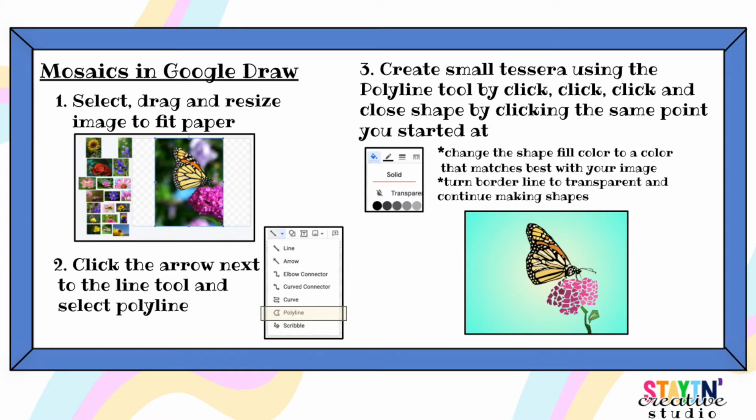You're going to click the arrow that's next to the line tool and select Polyline. Polyline is going to allow us to create different shapes of tessera on top of the photo. When you're ready to create your tessera, you're going to click, click, click, and close the shape by clicking the same spot that you started in. So let's see how this works.